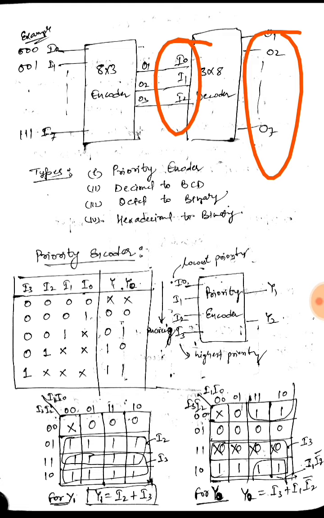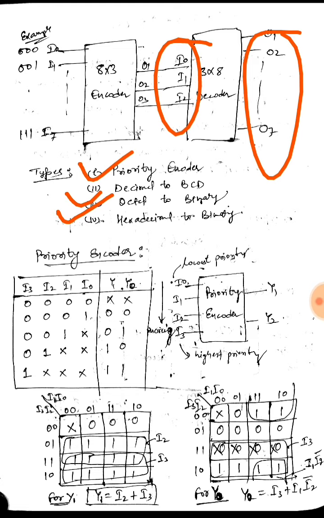So let's see the types of encoder. First we will see them one by one. First is priority encoder, then we would be having decimal to BCD code encoder, then octal to binary, and hexadecimal to binary, which is nothing but the same as octal to binary, but the difference would be there in the number of inputs and the outputs.